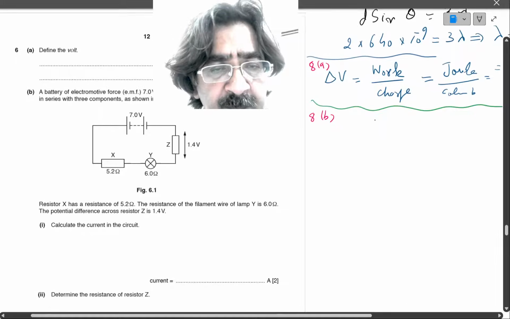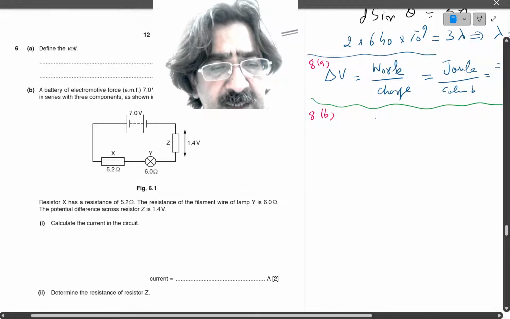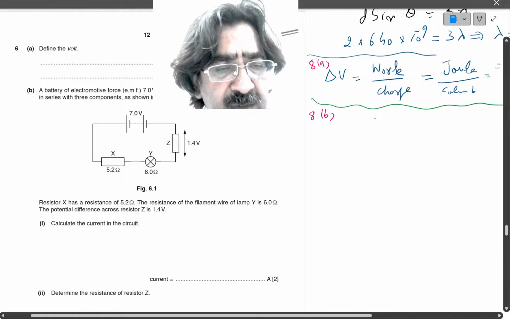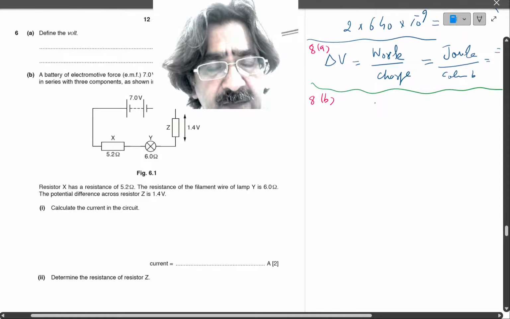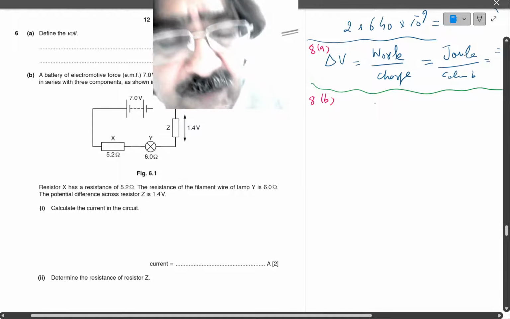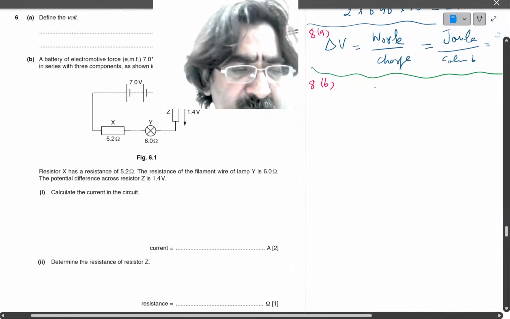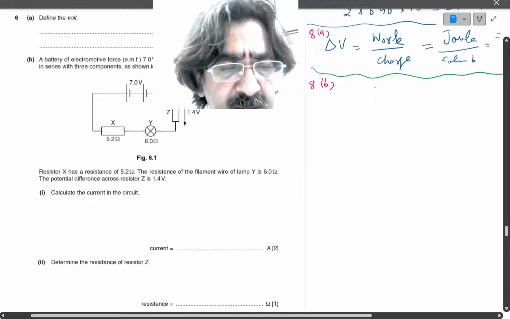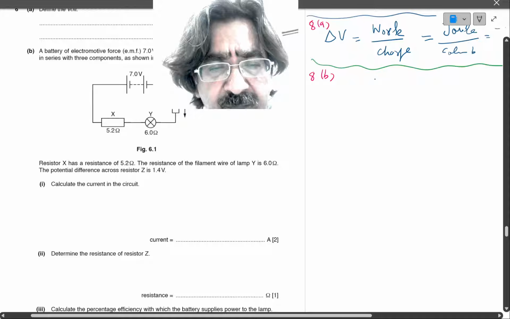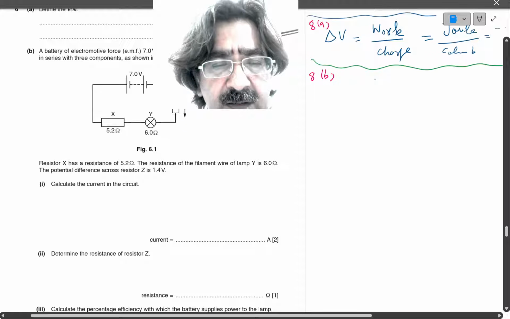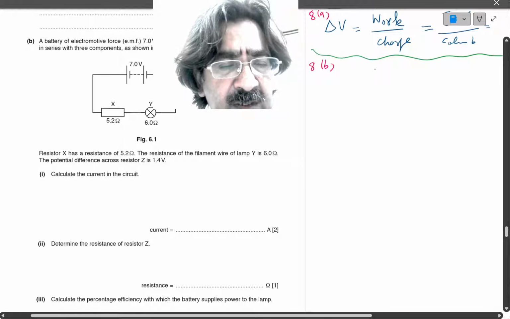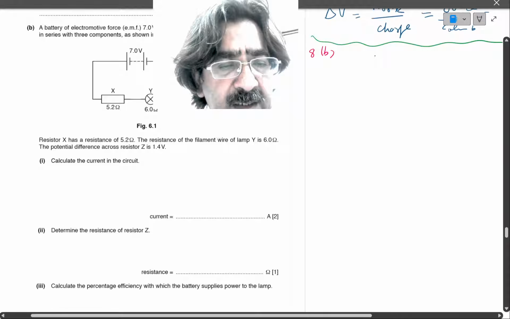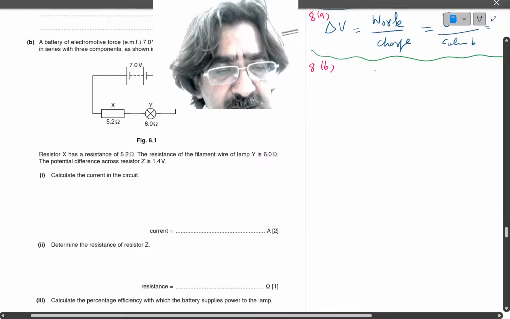The voltage across Z is given, and the voltage across X and Y is not given. The resistances of X and Y are given, but the resistance of Z is not given. The resistance of X is 5.2 ohm, and Y is a filament wire which has a resistance of 6 ohm. The potential difference across Z is 1.4 volt. Calculate the current in the circuit.